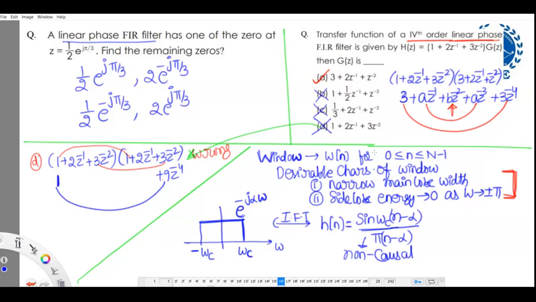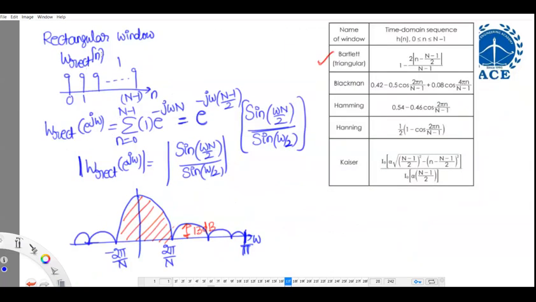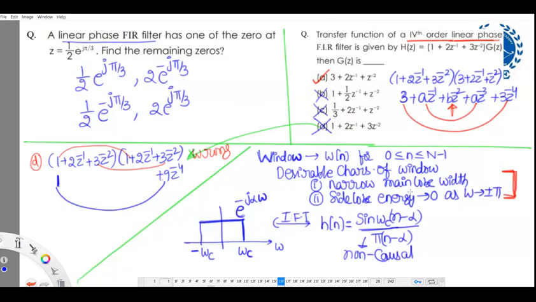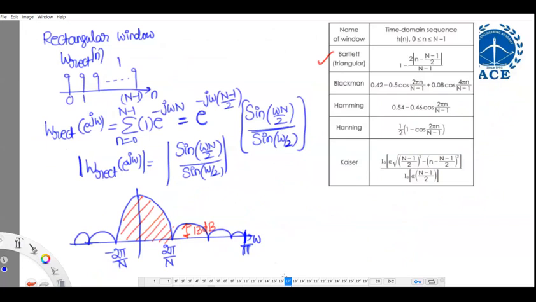But when we say we have chosen the best window, we should obey 2 points. Narrow main lobe width is 1 point, and side lobe energy tends towards 0 as omega tends to plus or minus pi is the other point. So the first window we started with is the rectangle. After obtaining the spectrum, we felt it is maintaining narrow main lobe width only, but side lobe level is not negligible. Means the first point is satisfied, the second point is still not satisfied by rectangle. That is the reason for the next best window, Bartlett.